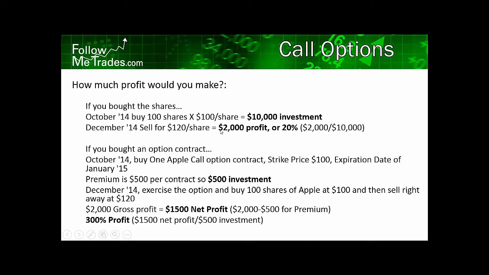Now you made $2,000 up here. You had $10,000 in the market tied up at risk. Down here you had $500 in the market and you made $1,500 net profit.